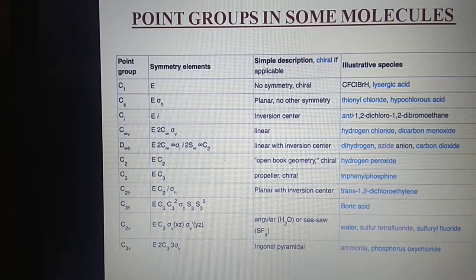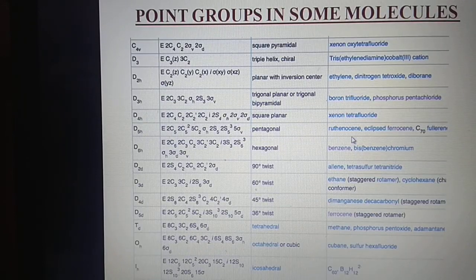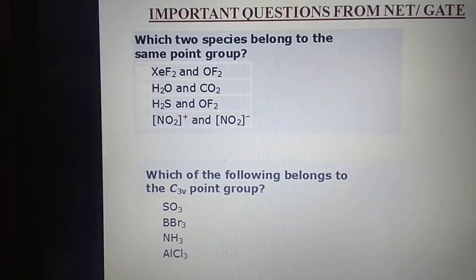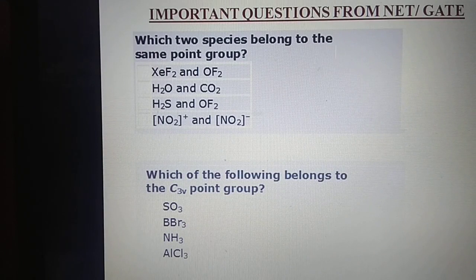Here are the examples of all the point groups with their symmetry elements, as well as some examples. As we have already done with C1, it is CFClBrH. Okay, C infinity v means linear molecule. That is carbon monoxide or HCl, where i is absent. Here are some more examples. And in the end, we will discuss some important questions related to point group topic from NET or GATE point of view.